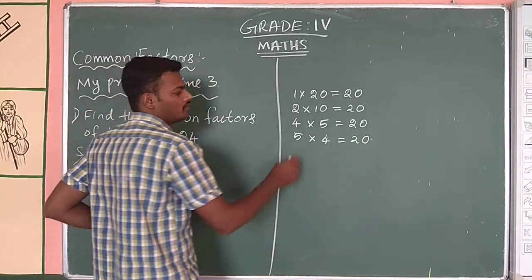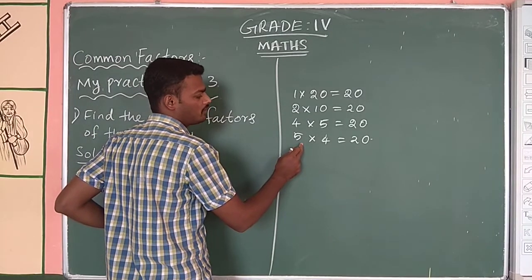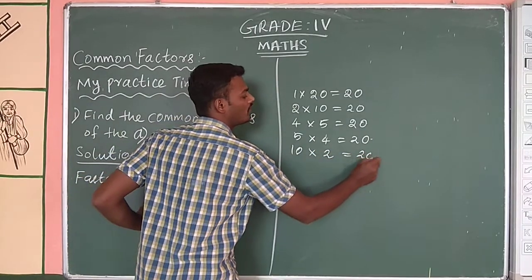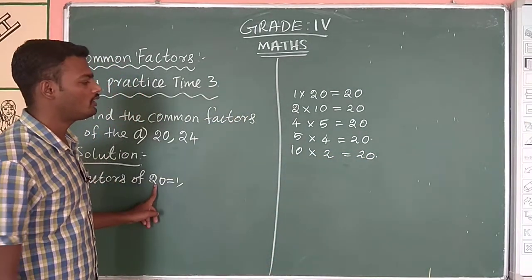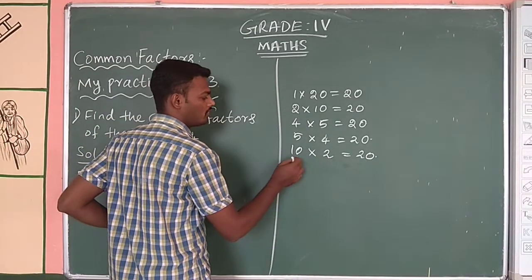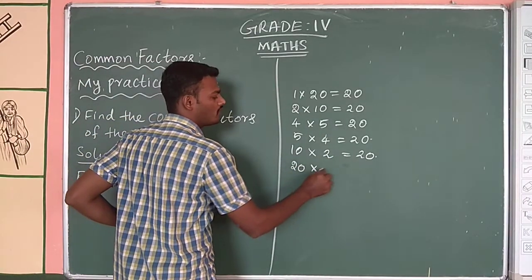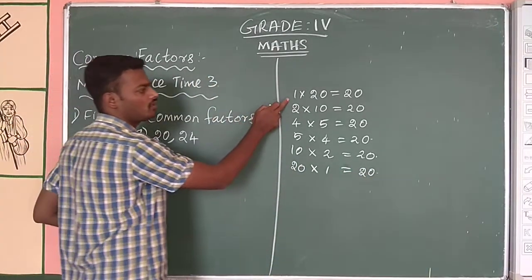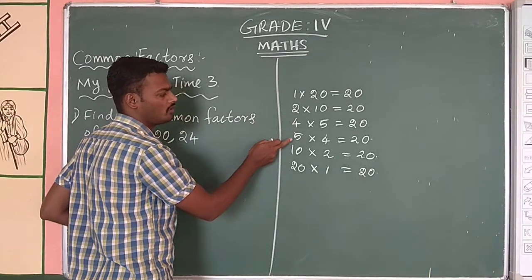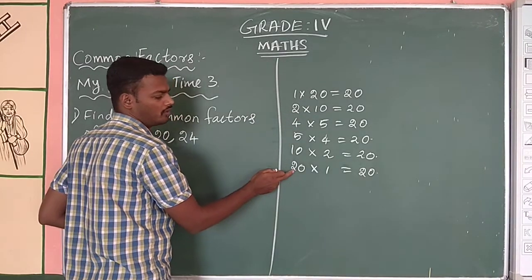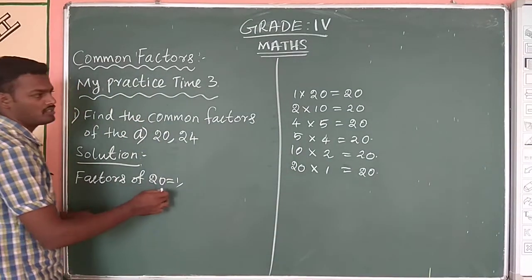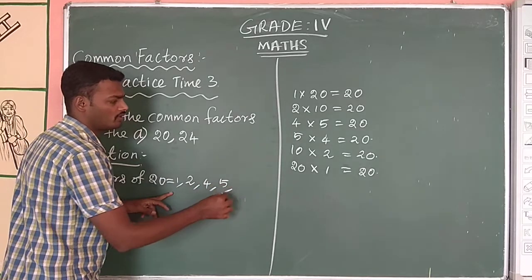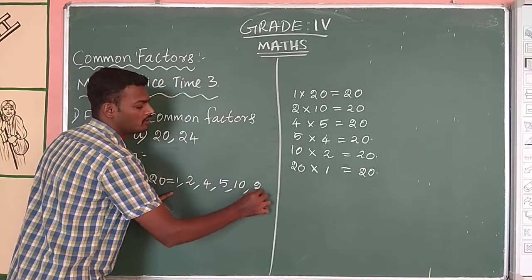Seventh table, eighth table, ninth table also do not come. And the 10th table, 10 2s are 20. Next one, 20th table, 20 1s are 20. So 20 comes in the first table, second table, fourth table, fifth table, 10th table, 20th table. So factors of 20 are the first, second, fourth, fifth, 10th and 20th tables.